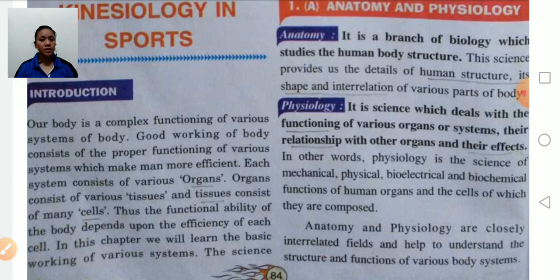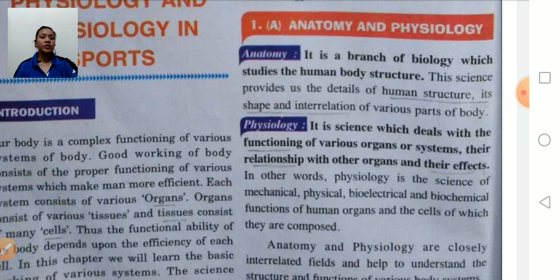Each system consists of various organs, and an organ consists of various tissues, and tissue consists of many cells. Means a group of cells make a tissue, a group of tissues make an organ, a group of organs make an organ system, and a group of organ systems make a human body. Therefore, the functional ability of the body depends upon the efficiency of each cell. In these chapters, we learn the basic working of various systems.